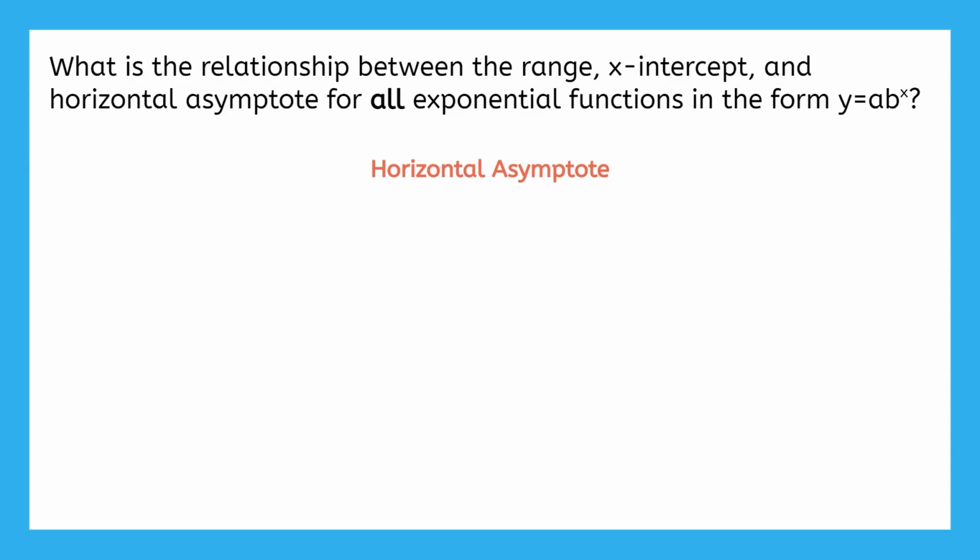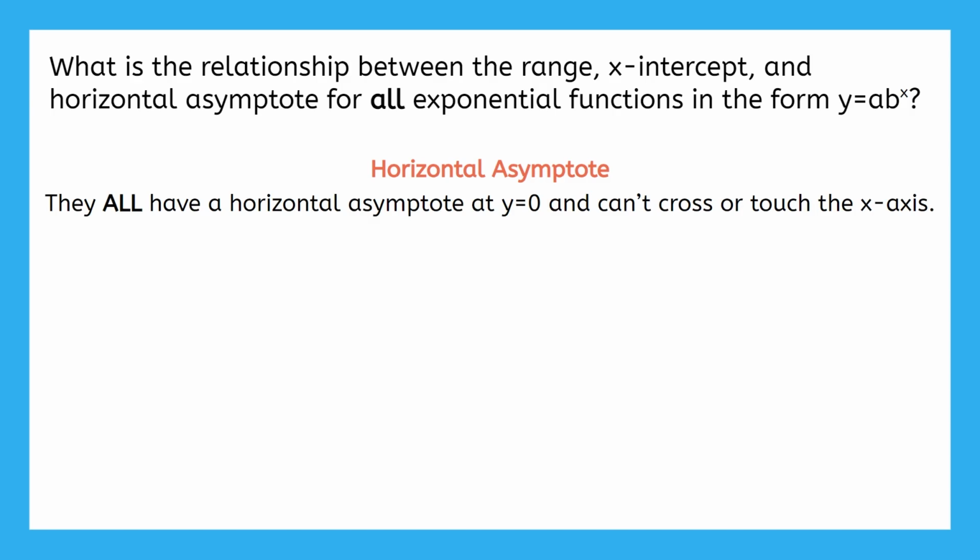Since horizontal asymptotes prevent a function from reaching certain outputs, it impacts other attributes that are connected to outputs as well, such as the x-intercept and the range of a function. Let's take a closer look at how these are all related for functions in the form y equals a b to the x. All exponential functions have a horizontal asymptote at y equals 0 and cannot cross or touch the x-axis. This has implications for the x-intercept and range.